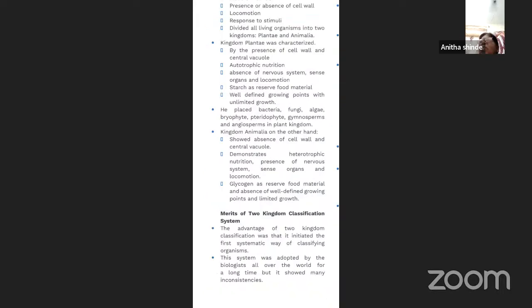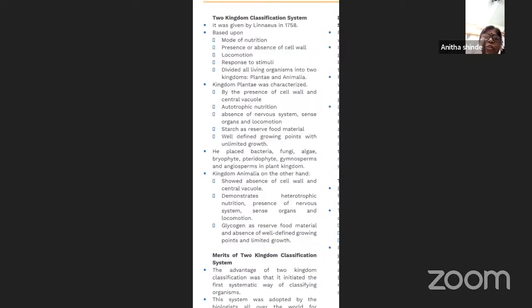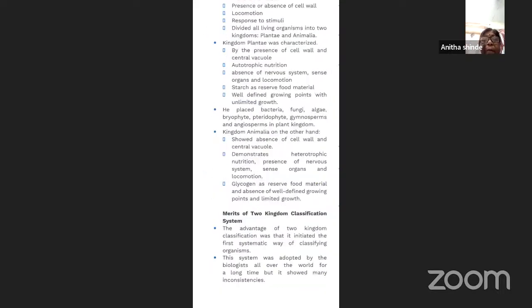So we can just say all the animals are put under Animalia except bacteria. Bacteria is included, and comes under the plantae according to the two kingdom classification. So that is how you have to remember. Now coming to merits. Okay, what are the merits?